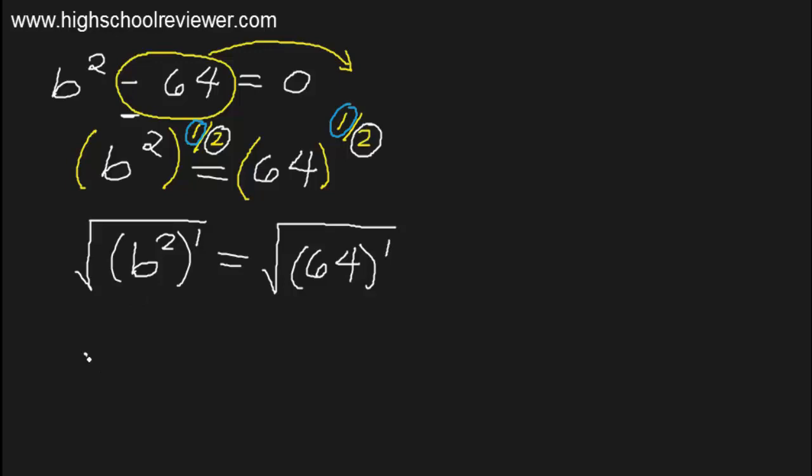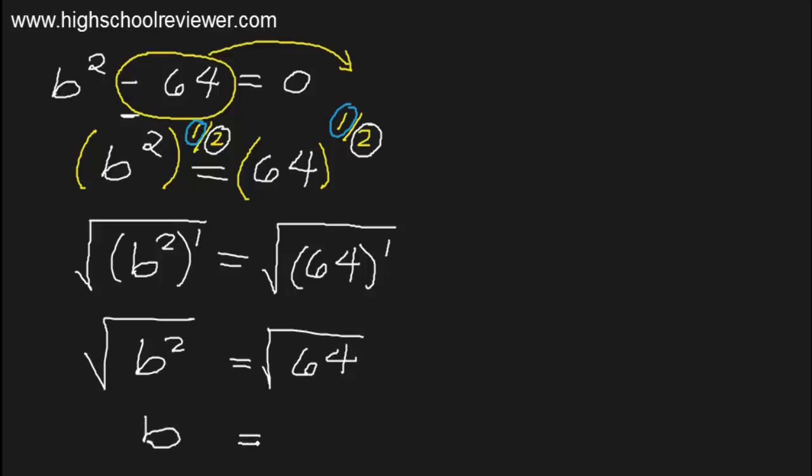Now, this is equal to the square root of b squared, and this is the square root of 64. Now, the square root of b squared is b. And the square root of 64, there will be 2 roots, so we will have plus minus. The square root of 64 is plus minus 8. Okay, let us check if our answers are correct.